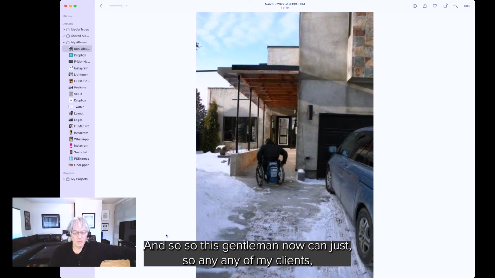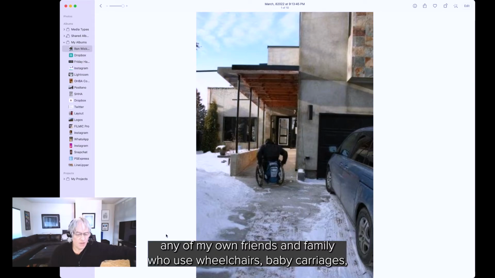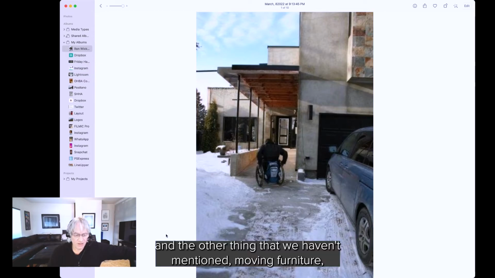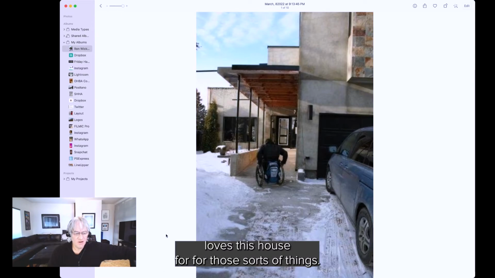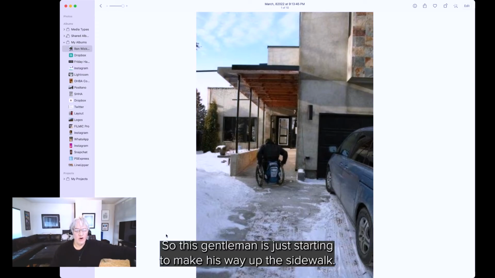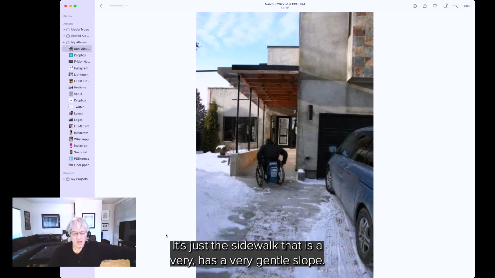And so this gentleman now can just go up, and so can any of my clients, any of my own friends and family who use wheelchairs, baby carriages, and the other thing that we haven't mentioned, moving furniture, a washer, dryer, a fridge. Everybody loves this house for those sorts of things. So this gentleman is just starting to make his way up the sidewalk. It's not a ramp; it's just a sidewalk that has a very gentle slope.